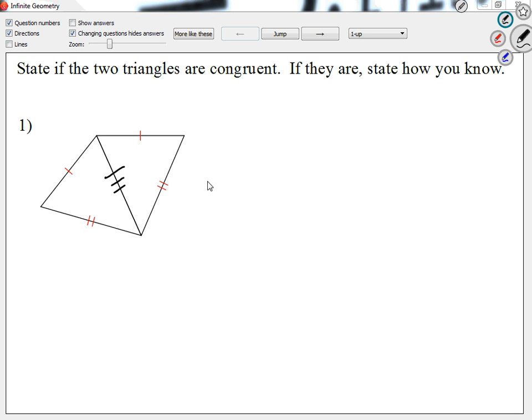So the way we're going to say it, we're just going to use the rule, side, side, side. By giving me the rule side, side, side, you're pretty much telling me, yes, they are congruent, and they are congruent because of side, side, side. So this is all I'm looking for, side, side, side. That's pretty much it. Let's take a look at question number 2.